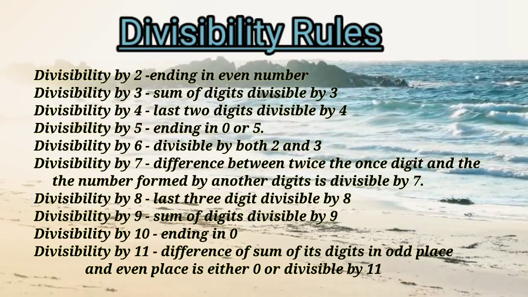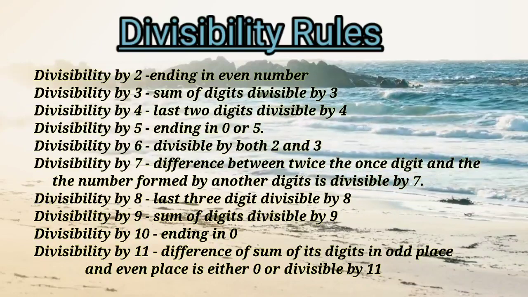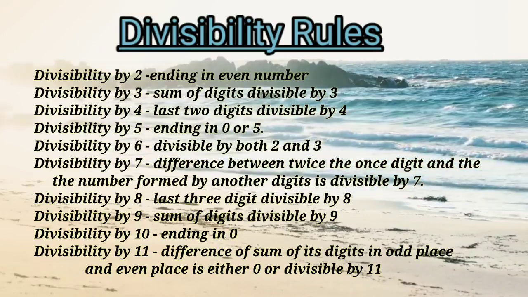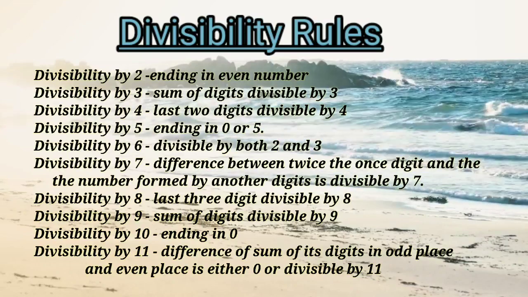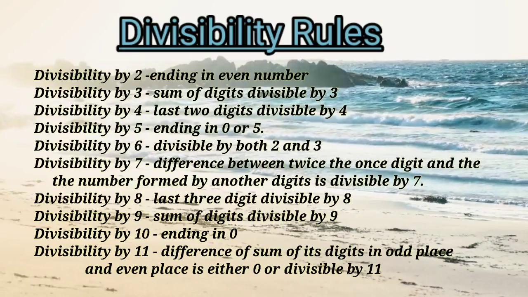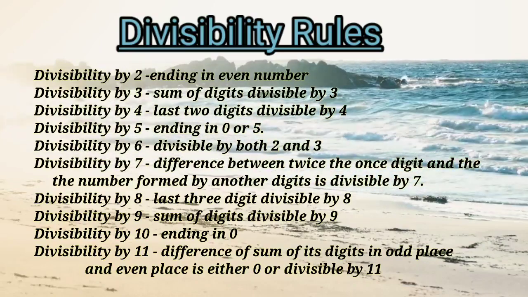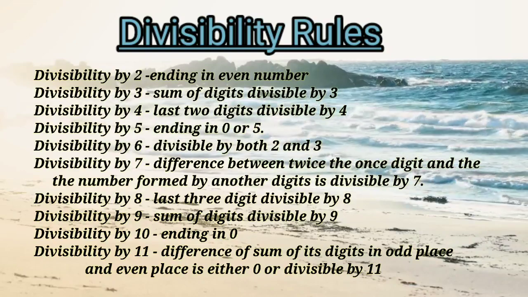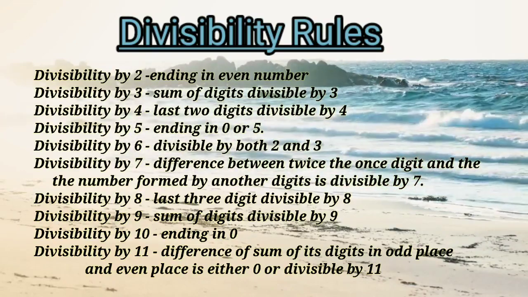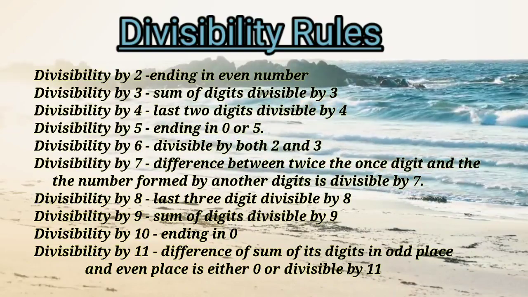divisibility by 8, last three digits divisible by 8; divisibility by 9, sum of digits divisible by 9; divisibility by 10, ending in 0; divisibility by 11, difference of the sum of its digits in odd places and even places is either 0 or divisible by 11.